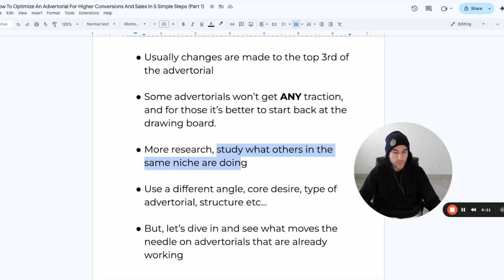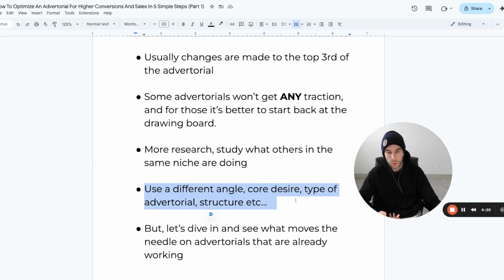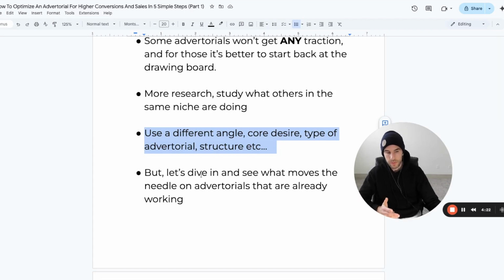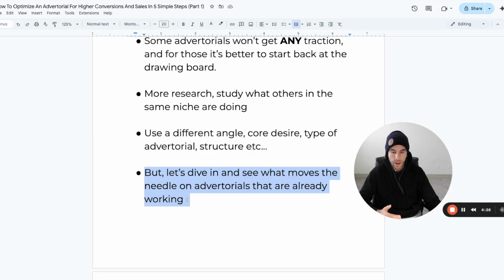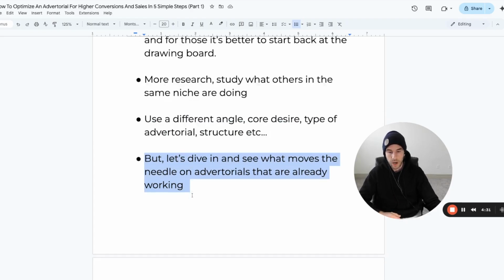You need to study what others in the same niche are doing, and you need to look at potentially using a different angle or core desire or type of advertorial and structure along with it. But that isn't the focus of today's video. So let's dive in and see what actually moves the needle on advertorials that are already working to get them scaling and converting at a much higher rate.